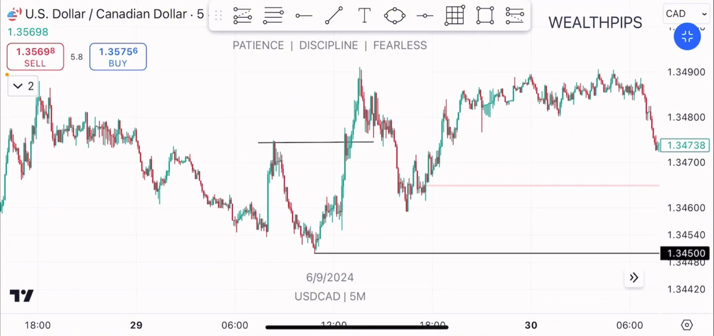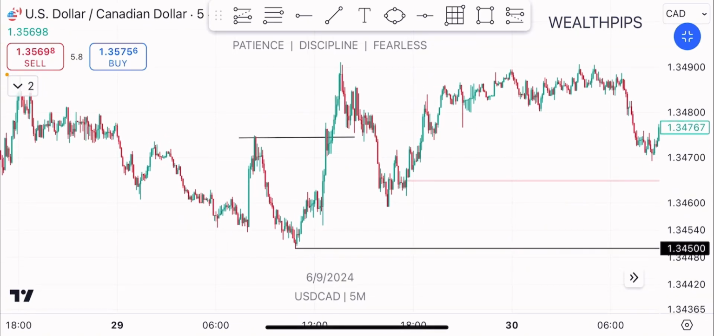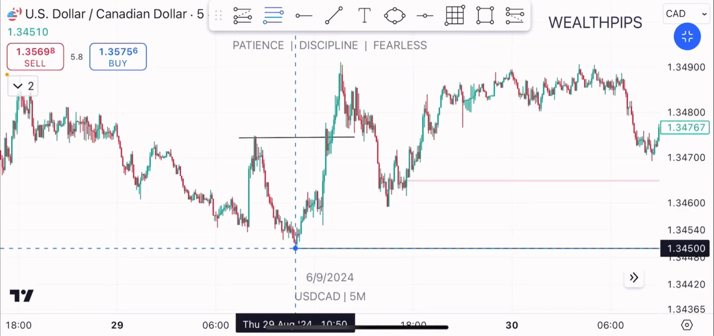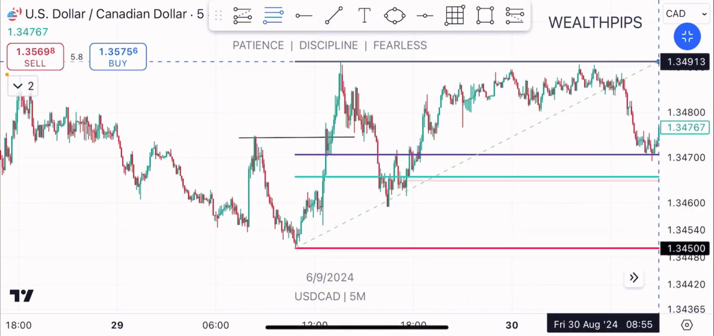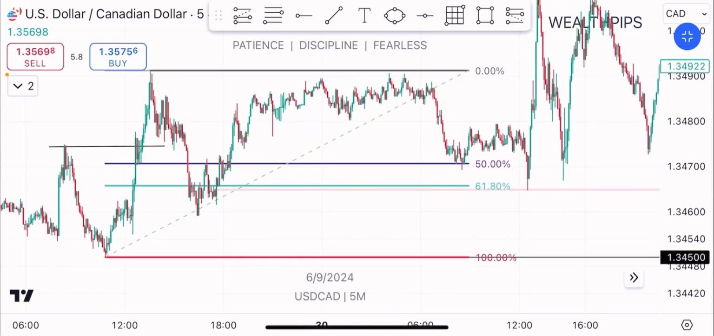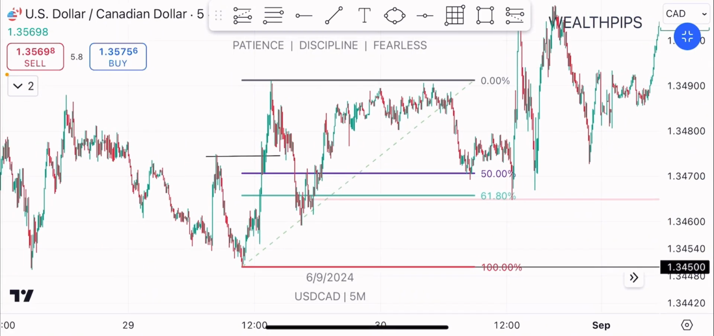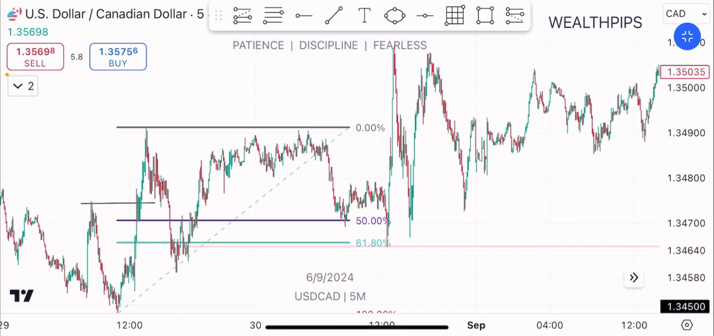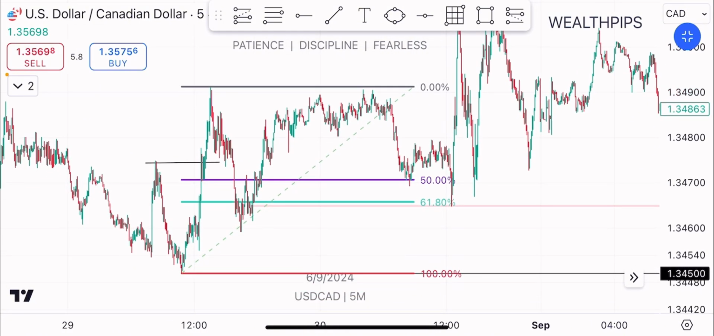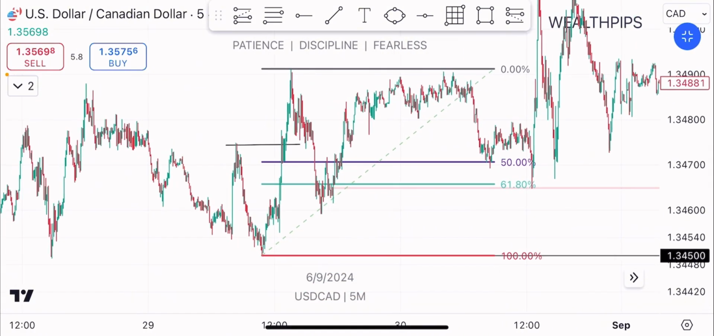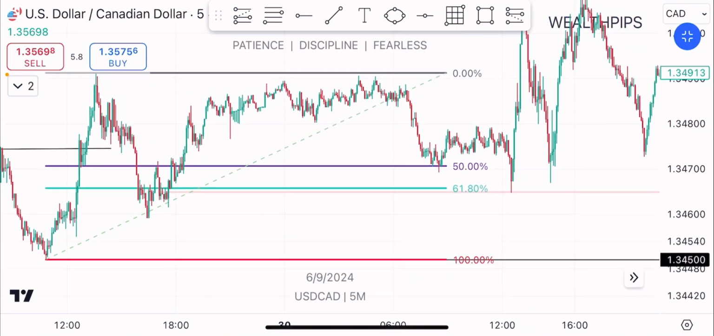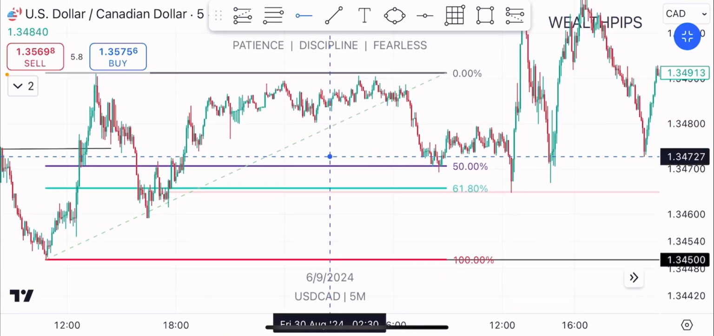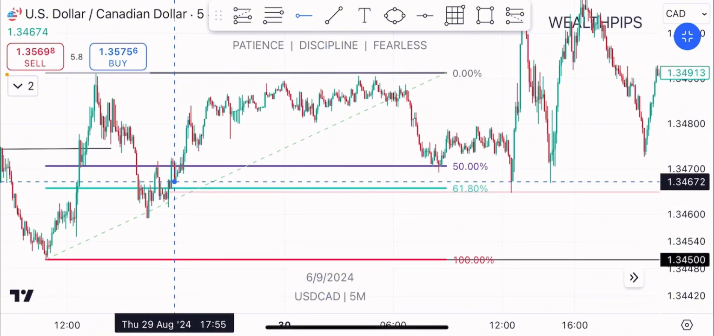When I saw this break of structure, I brought out my Fibonacci tool and drew for a 50% retracement. Here was my 50% retracement. Since this is my 50% retracement area, what did I do? I placed my point B here.